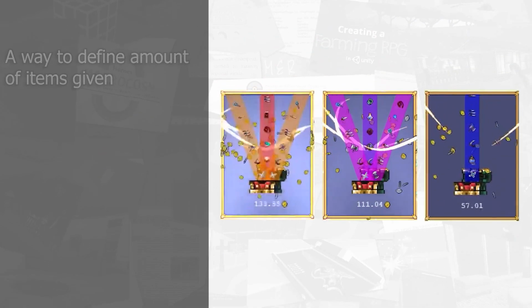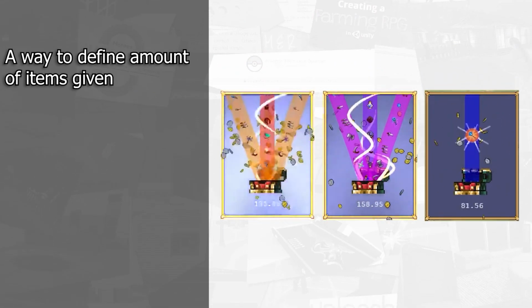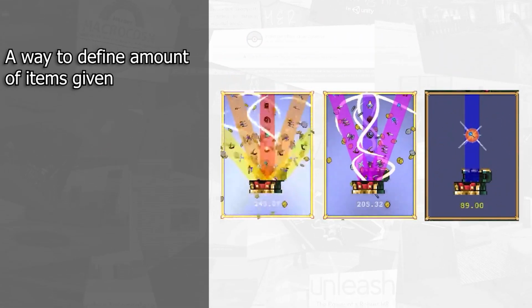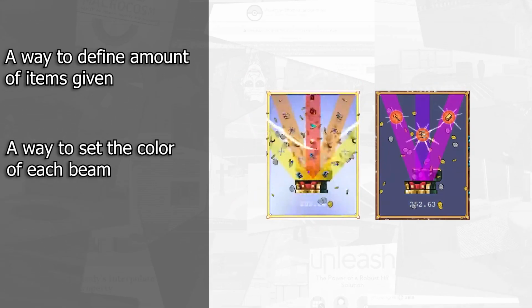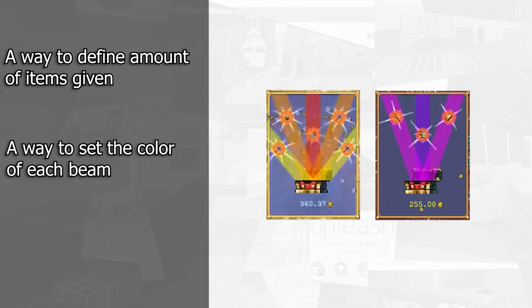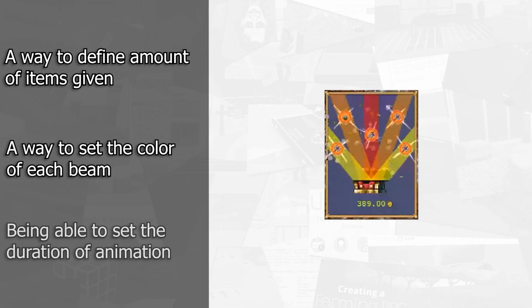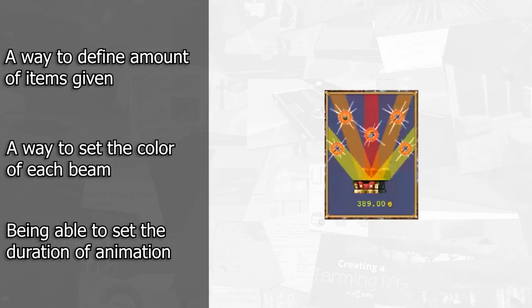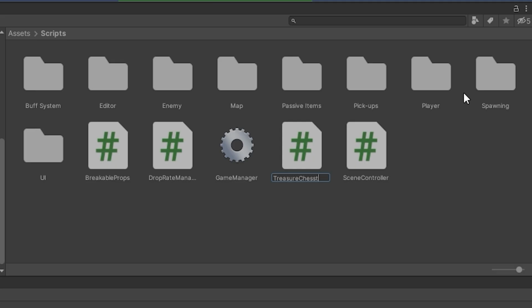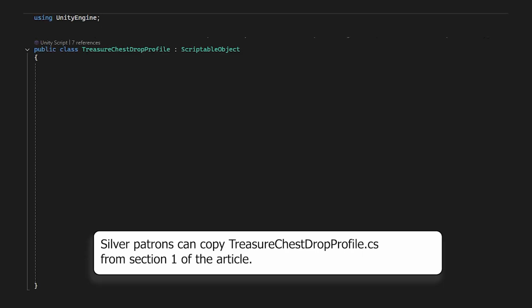First, we will need a variable to define how many items the chest should give. Next, we will want a setting for the color of the beams. Notice how the animation length varies between chest types, so we will add a duration variable as well. We will create a new script called TreasureChestDropProfile. This script will serve as our scriptable object where we will store each type of treasure chest.